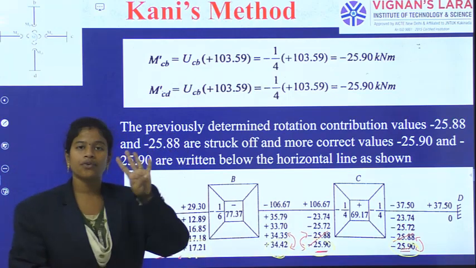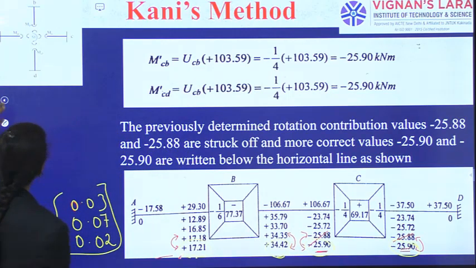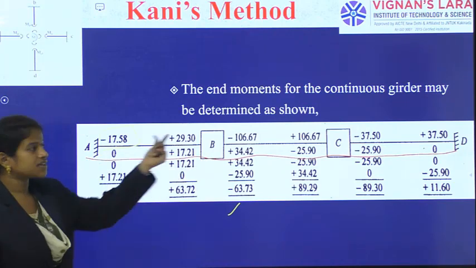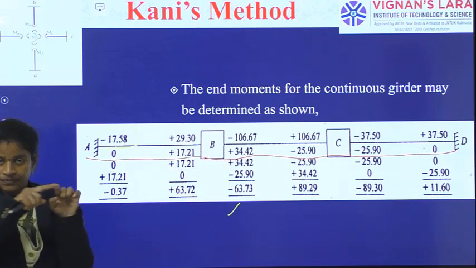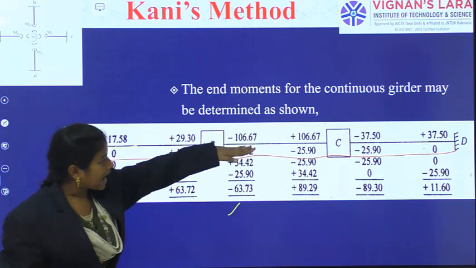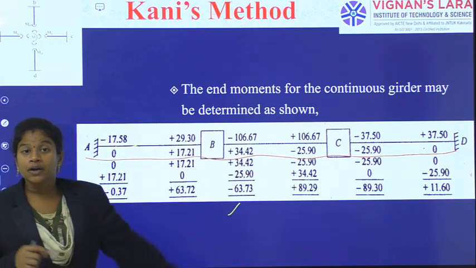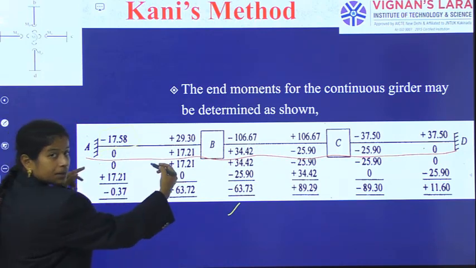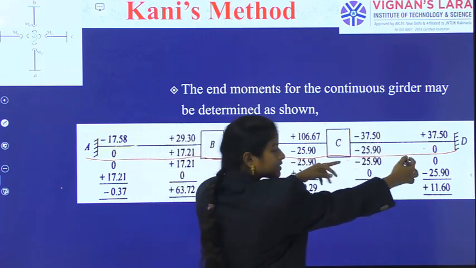So, only 4 values I have got. Those 4 values only we will write. And these 4 values, and at the fixed end, zero rotation contribution. So that line is over. Once this line is over, as it is the line we have to do, because twice we have given, right? So twice, repeated and repeated, like that we have given.